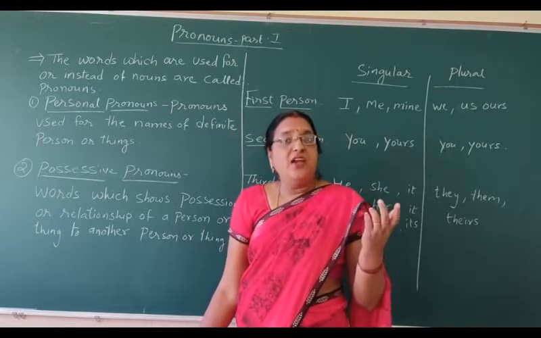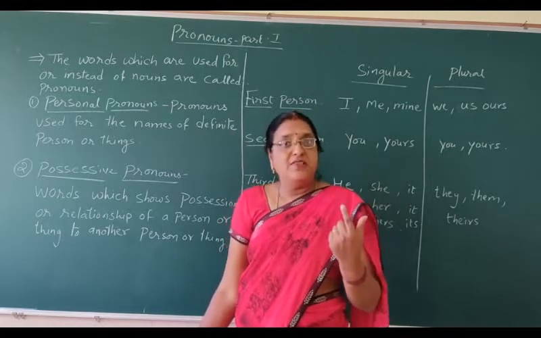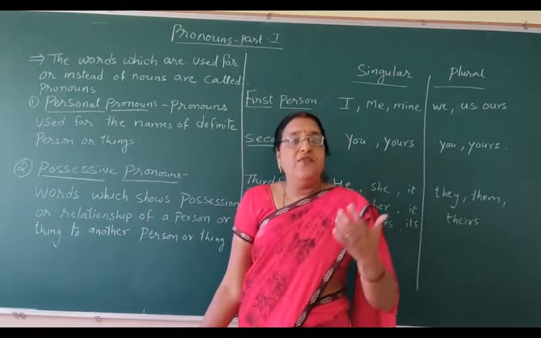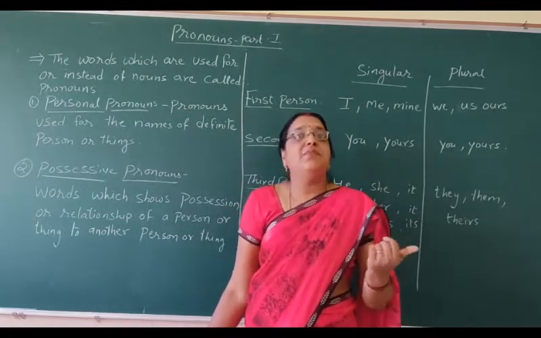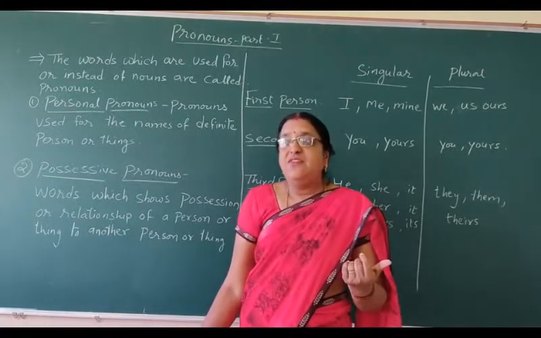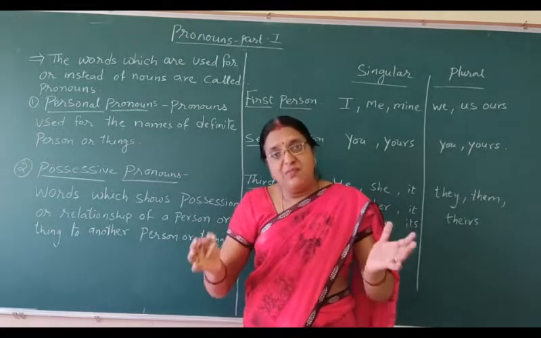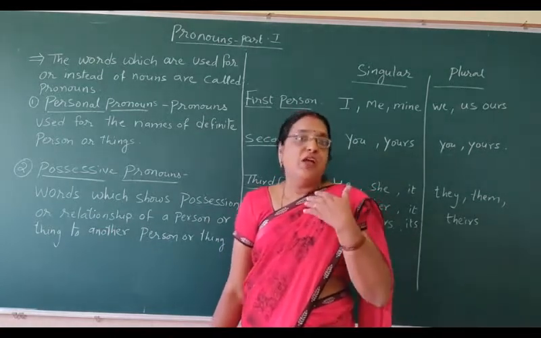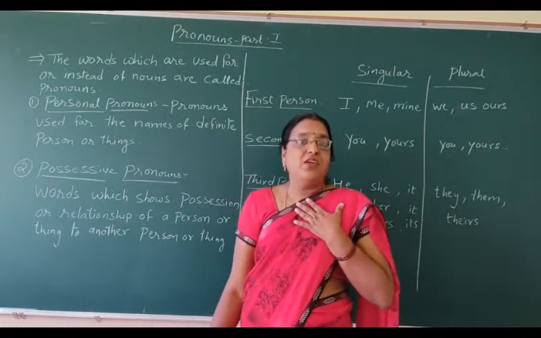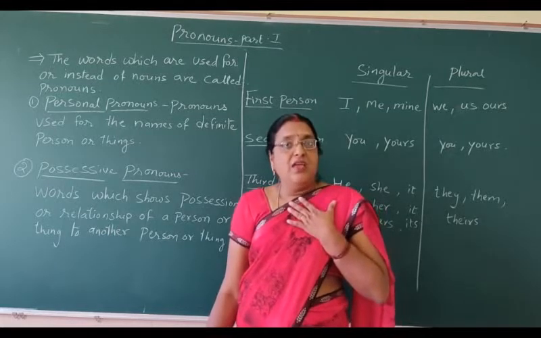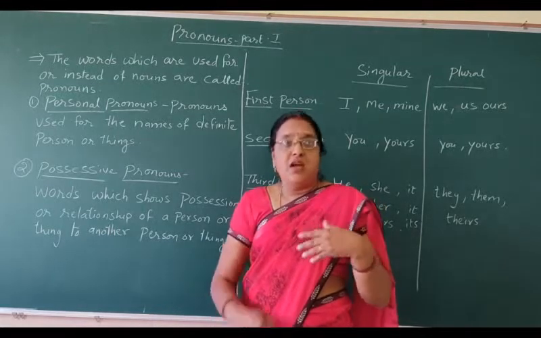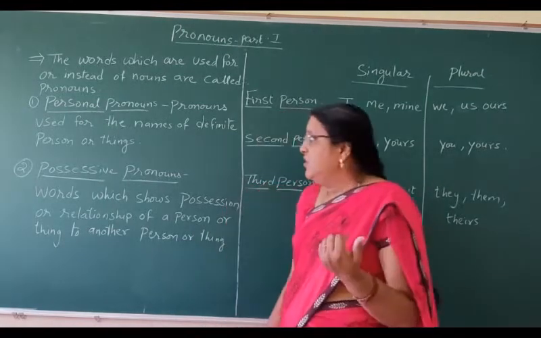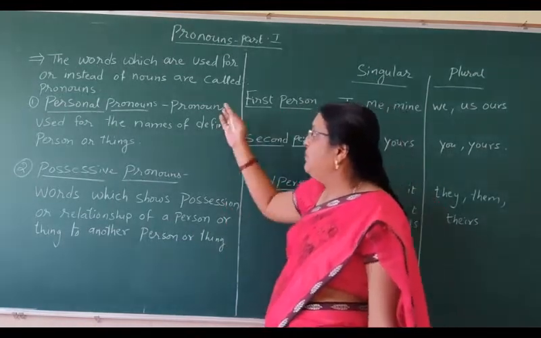If we are talking about one person, it can be he or she. If we are talking about an animal, it can be it. If we are talking about many persons, then we say they. If we are talking about myself, then we say I. If we are talking about us, then we say we. So these are known as the personal pronouns.